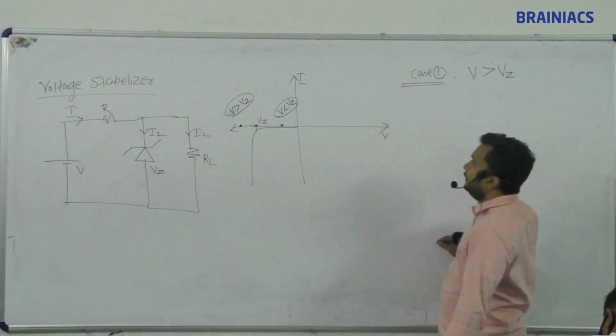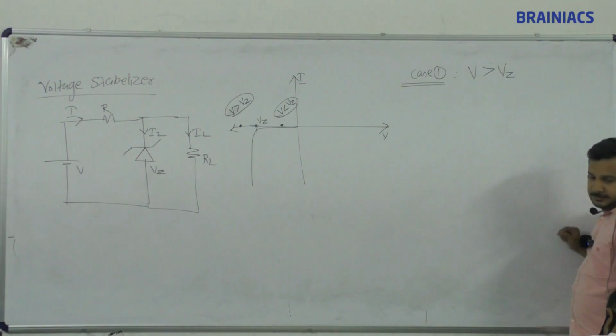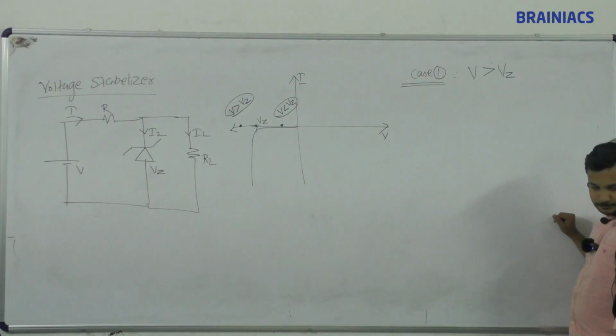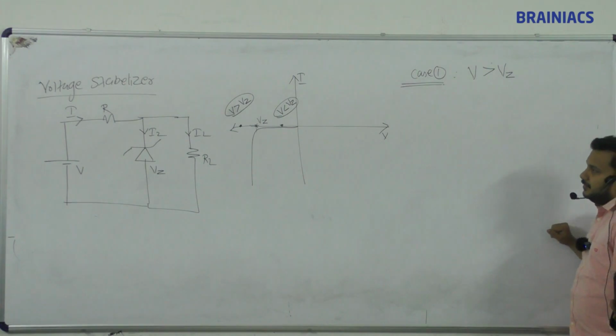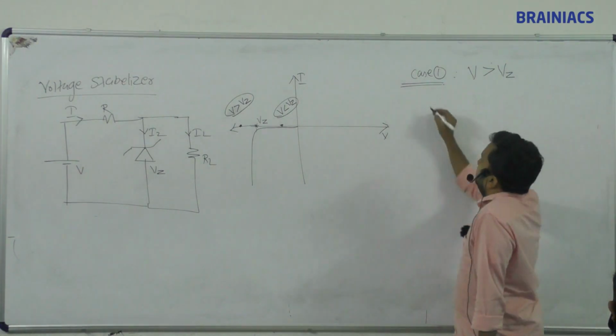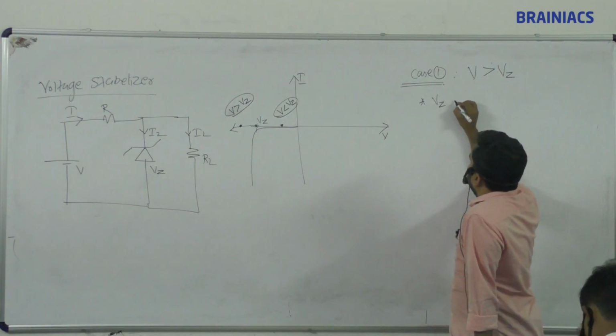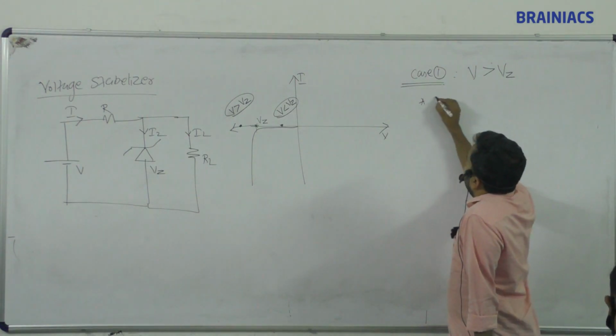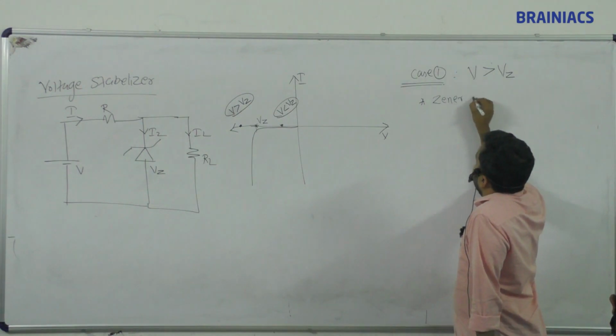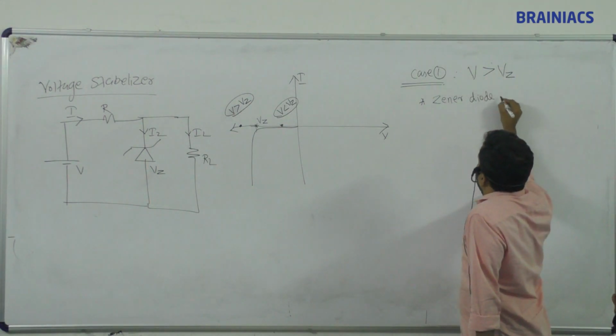Okay, case 1. When V is greater than Vz, the Zener diode is under breakdown.